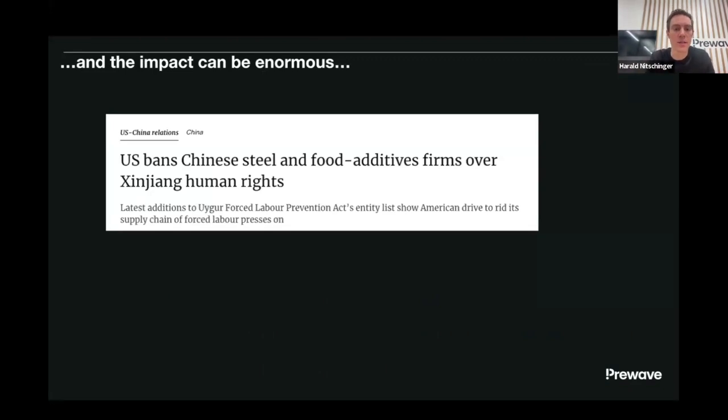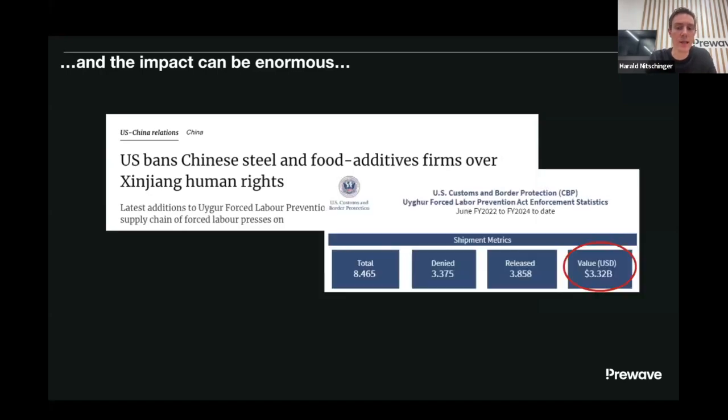We have still the Uyghur Forced Labor Prevention Act. Companies are being sanctioned. Why is this a disruption risk? Well, because imports into the US can be flagged by the Customs Border Patrol. Until today, more than 3 billion US dollars worth of shipments have been detained by US Customs. And this is, of course, an immediate supply chain impact.